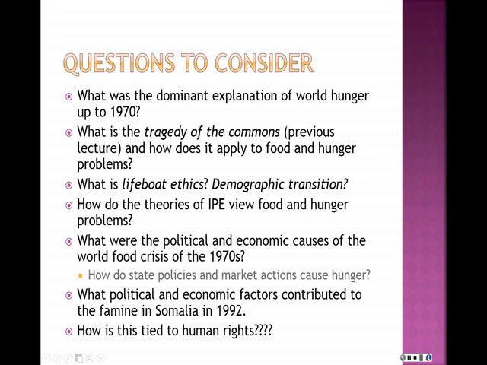So the questions to consider are: what's the dominant explanation of world hunger, and what is the tragedy of the commons? What are lifeboat ethics? How do the theories of IPE view food and hunger problems? And most importantly, how is this all tied to human rights? I think you can clearly see how the issues of food and hunger relate to subsistence rights issues, relate to certain types of economic issues, and these are the types of rights that many people in the developing countries and those working to help those in the developing countries are focusing on, as opposed to many of the political and civil rights that we've been concentrating on for the last couple of weeks.